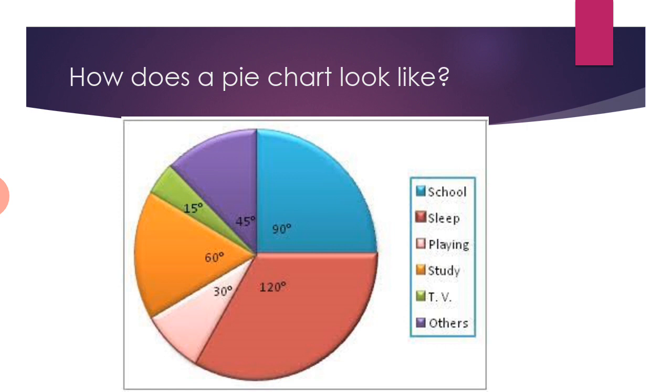60 degree, which is the orange color, is the study time. Green color is a little less, which is the TV time. And others. Others include maybe eating food, talking to your parents, spending some time with your friends. That would be your others.